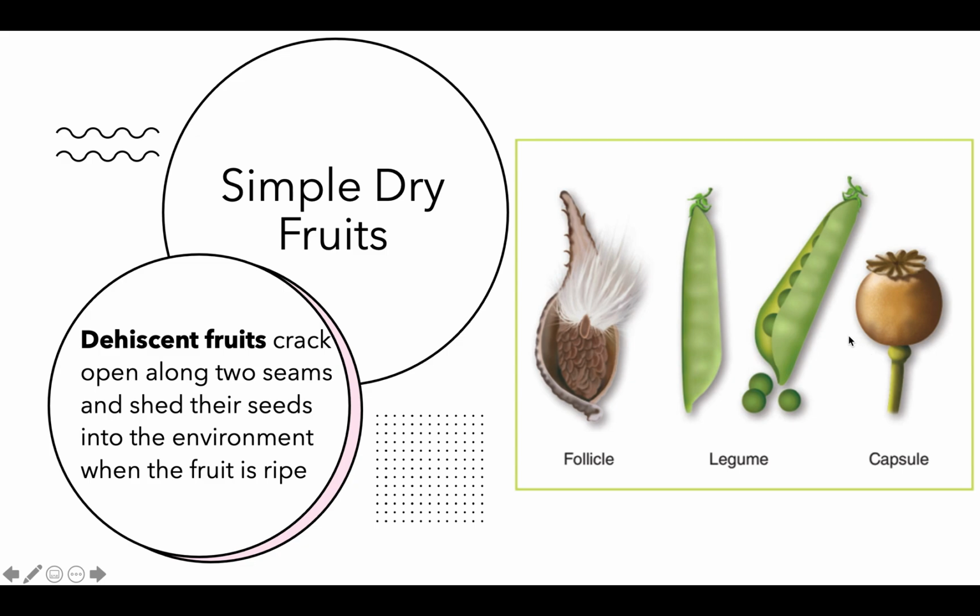Now we go to simple dry fruits from simple fleshy fruits. And we have two types. First, dry fruits are classified as dehiscent or indehiscent. There are three common types of dehiscent fruits: the follicles, the legumes, and capsules. Each is characterized by the way in which it opens.